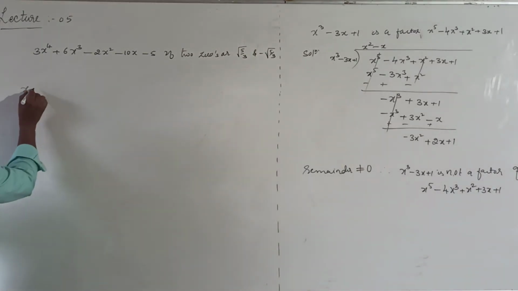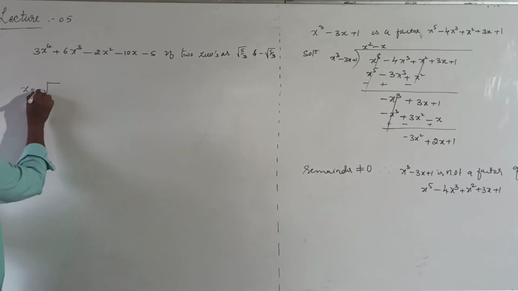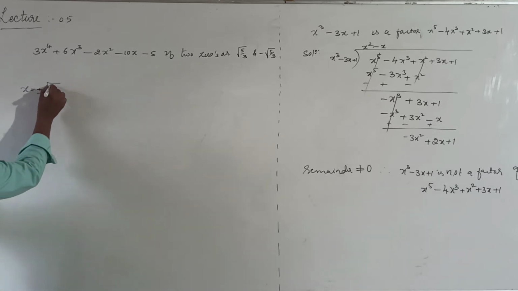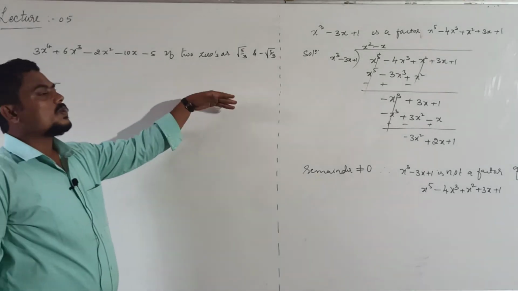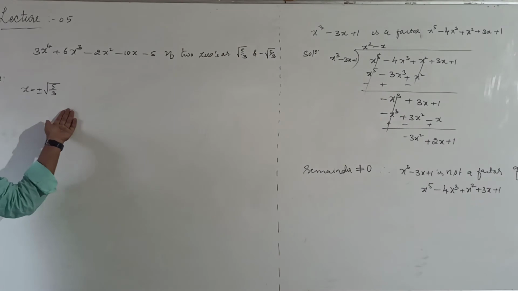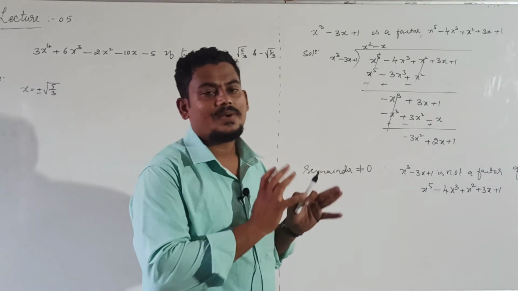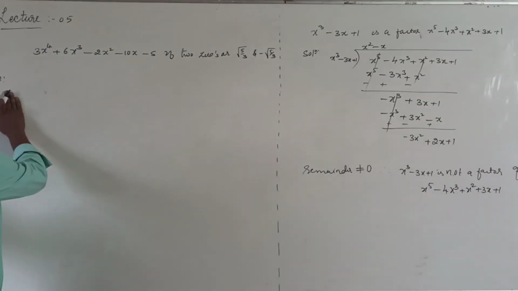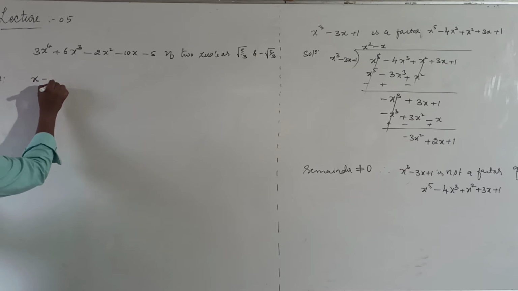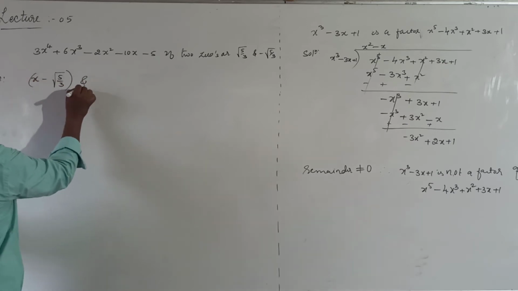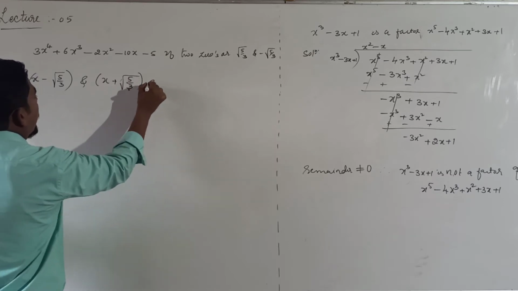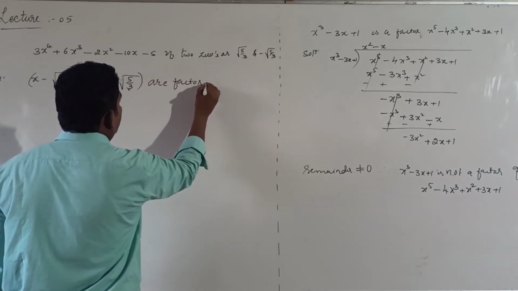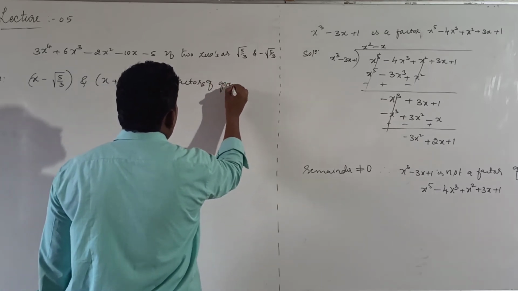That means x equal to plus or minus square root of 5 by 3, which are 2 roots. Take the solution. These two are roots, which means x minus square root of 5 by 3 and x plus square root of 5 by 3 are factors of the given polynomial.